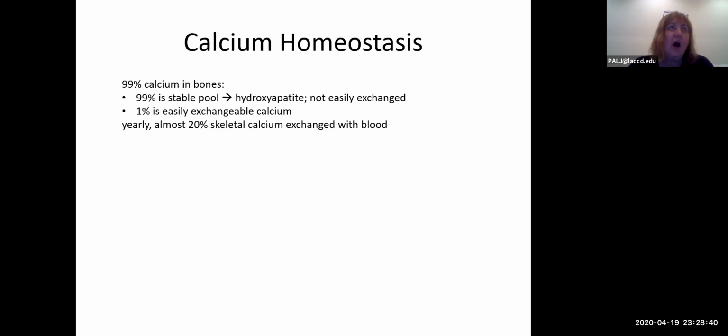And so over the entire course of a year, about 20% of our calcium is exchanged, where we take calcium out and then we'll put some more back in. And so we are constantly dealing with our blood calcium levels. When they're at the high end of normal, we deposit in the bone. And when they're at the low end of normal, we take it out of the bone. And so we're doing this all year, all day, every day.